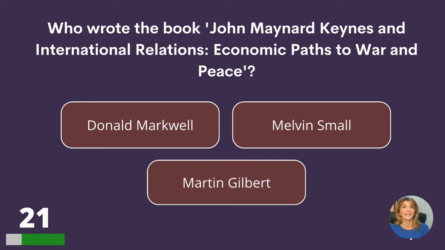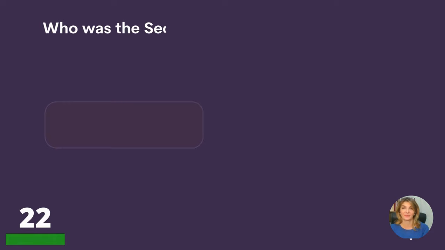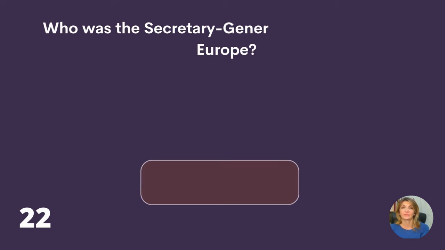Who wrote the book John Maynard Keynes and International Relations, Economic Paths to War and Peace? Donald Markwell, Melvin Small, or Martin Gilbert? Donald Markwell. Who was the Secretary General of the Council of Europe? Camille Gutt, Joel Brand, or Jacques-Camille Paris? Jacques-Camille Paris.